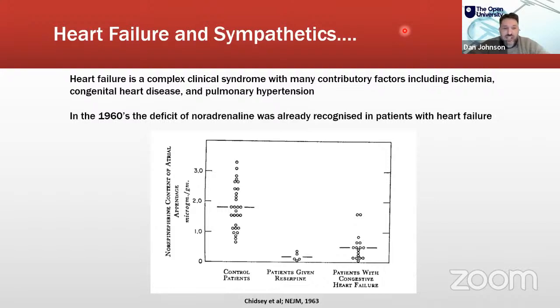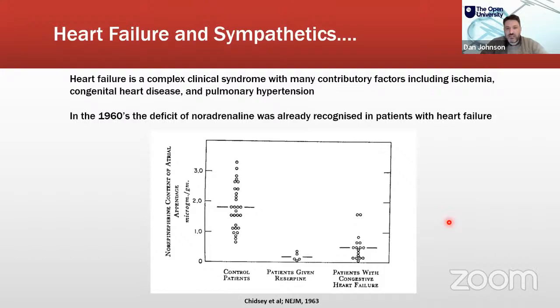So they removed the atrial appendage and then looked at the amount of noradrenaline in the different atrial appendages from the different patients. And what you can see from here, hopefully you can see my pointer, is that in control conditions, for example, we had about 1 microgram per gram of tissue of noradrenaline, whereas in patients with congestive heart failure, this was greatly reduced. So this was already indicating that there were some changes in these patients in terms of their noradrenaline sensitivity and the way the noradrenaline was released.